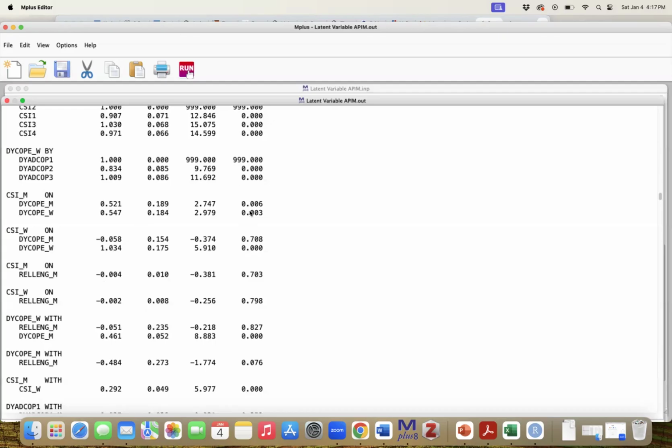So hopefully this has been helpful in learning how to code the latent variable actor partner interdependence model, but also in addressing a couple, again not the exclusive list, but a couple of the issues that you may encounter along the way.